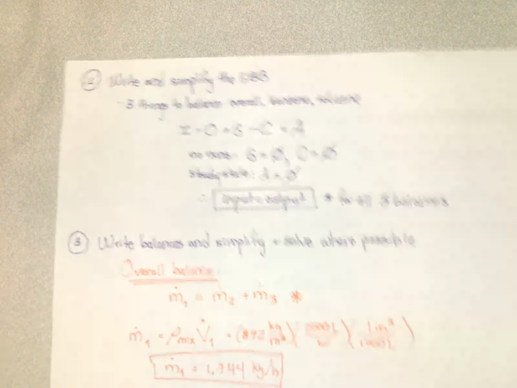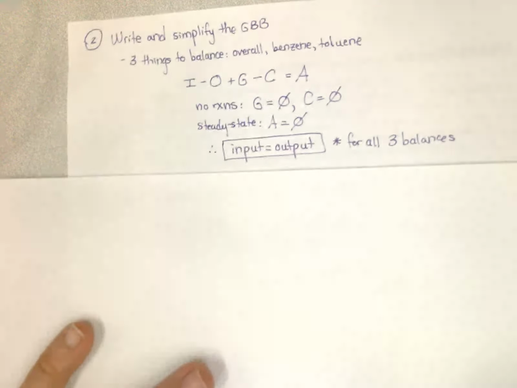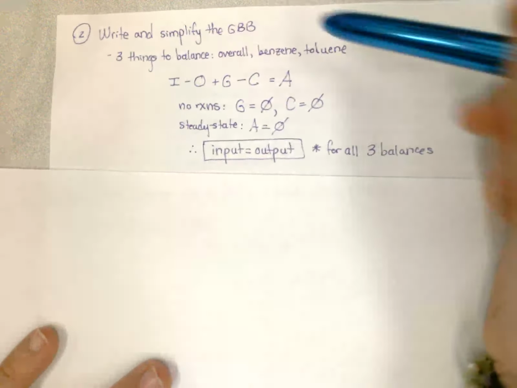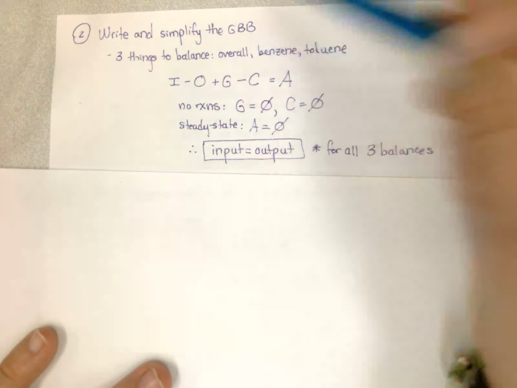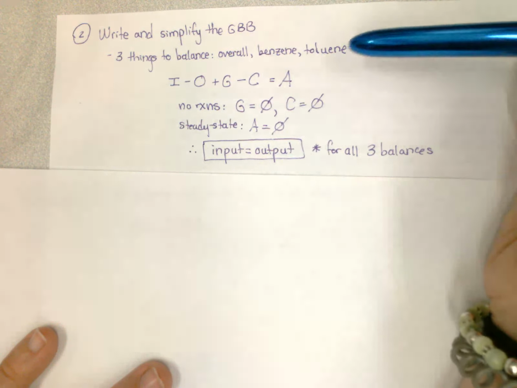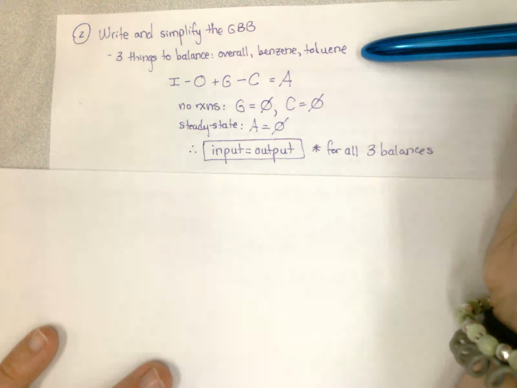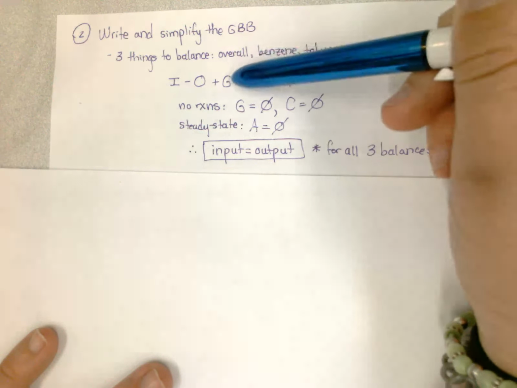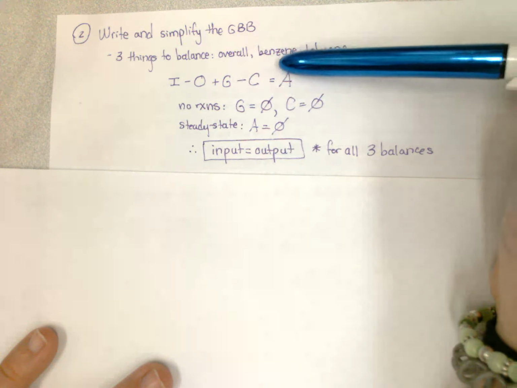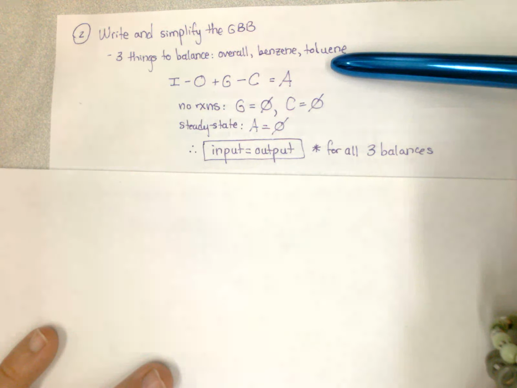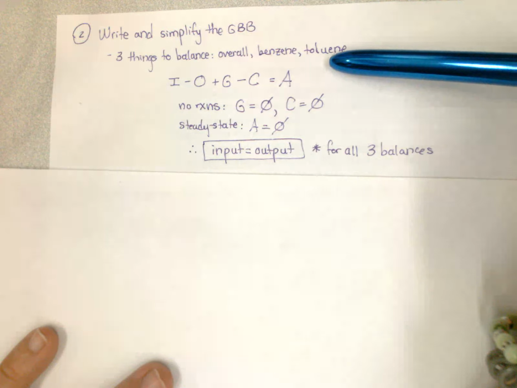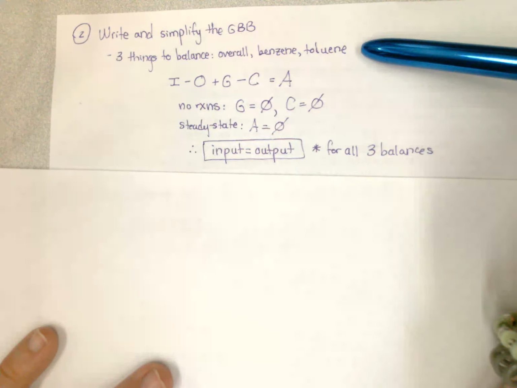The next thing that we're going to do is write and simplify the general balance equation. So the GBE, not the GBB. I have an extra letter there, but that's all right. We have three things we're going to balance. We can have an overall balance on the whole system. We can balance benzene as a species and toluene as a species. Now, for this particular problem, the balance ends up being the same for all three.